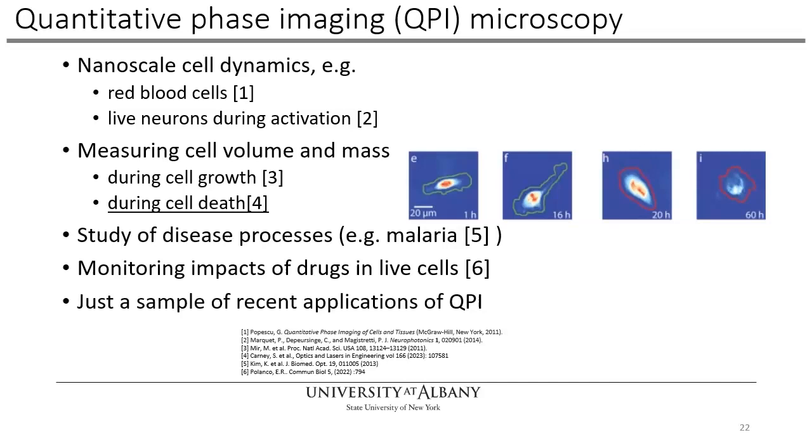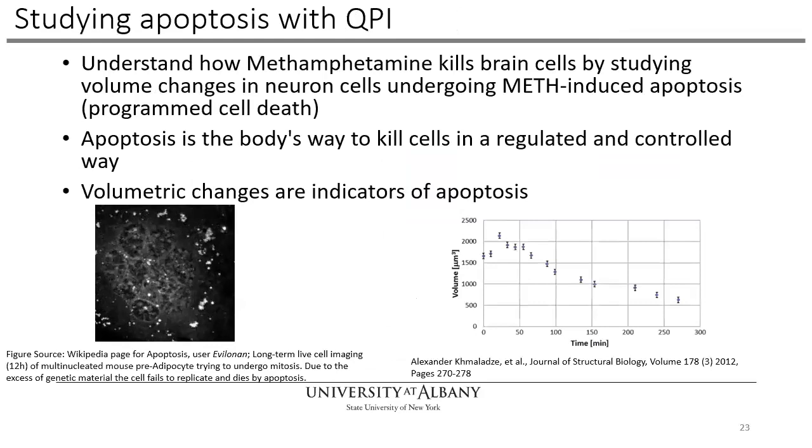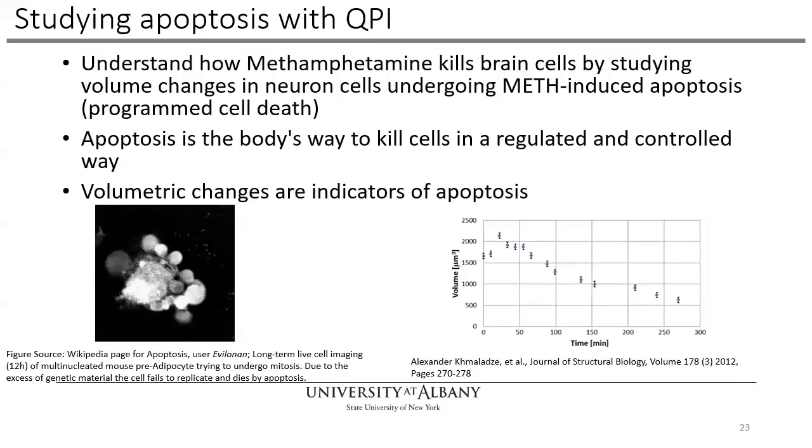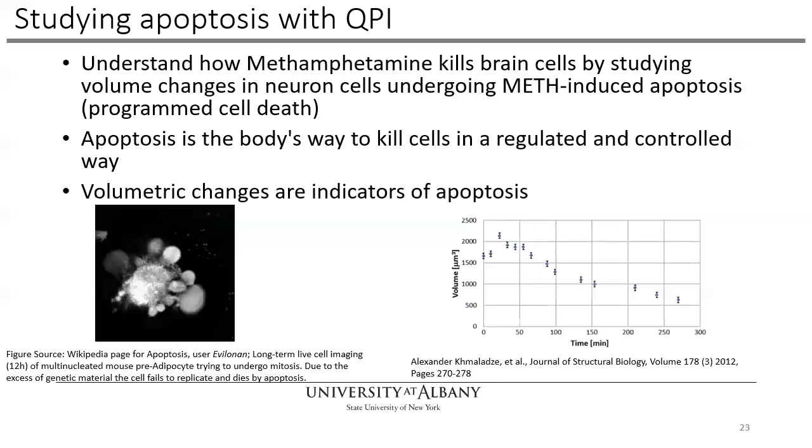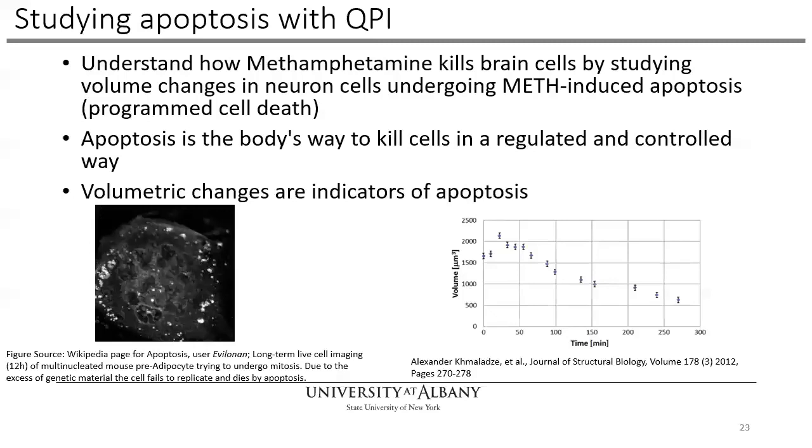So there are many, many papers out there, people using this for different biological applications, wherever you need a thickness profile of cells. So our particular study is to look at how methamphetamine kills brain cells by studying volume changes. We're looking at neuron cells, in particular rat brain cells, in what I'll show, undergoing meth-induced apoptosis, which is a form of programmed cell death. For this talk, I'm not going to go into the biology very much, but it's the body's way to kill cells in a controlled way.